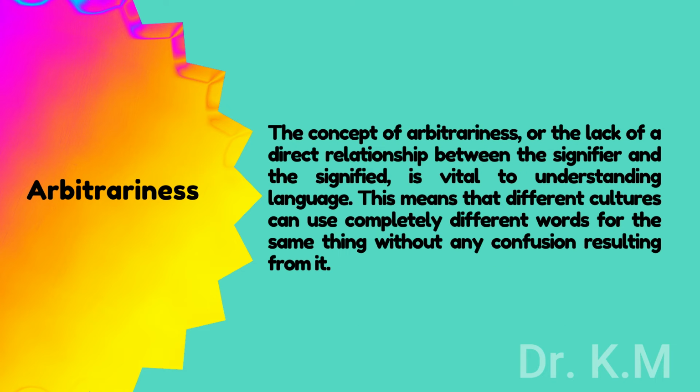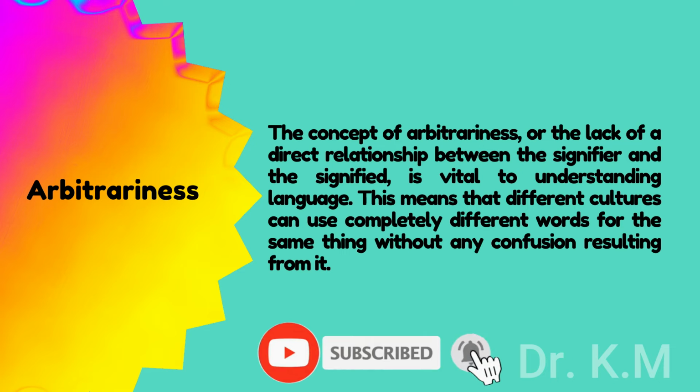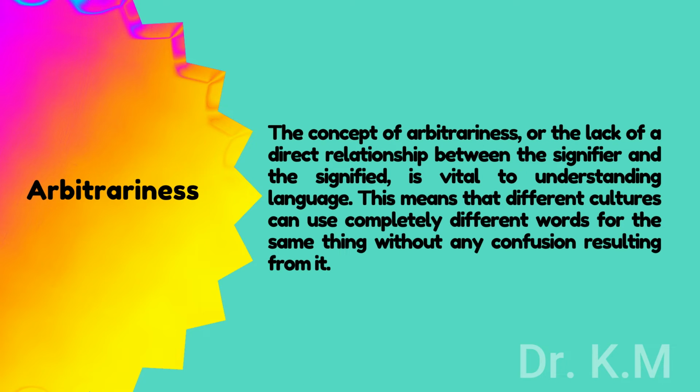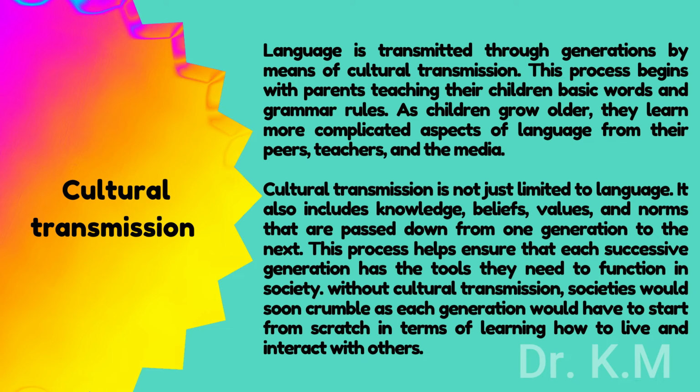6. Arbitrariness. The concept of arbitrariness, or the lack of a direct relationship between the signifier and the signified, is vital to understanding language. This means that different cultures can use completely different words for the same thing without any confusion resulting from it. 7. Cultural transmission. Language is transmitted through generations by means of cultural transmission. This process begins with parents teaching their children basic words and grammar rules.